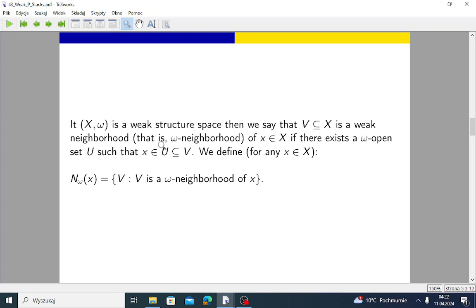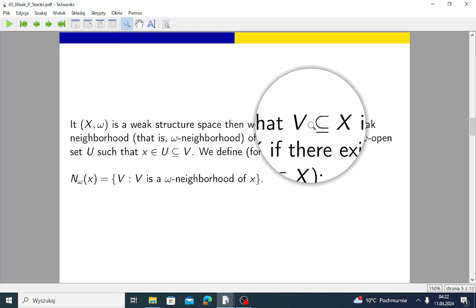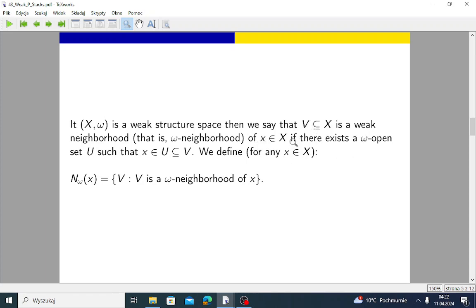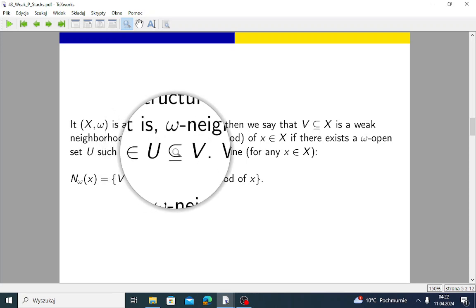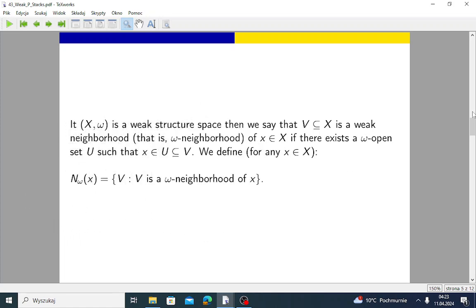The notion of neighborhood, not necessarily an open neighborhood, because the assumption is that we say that V is a neighborhood of x if there exists a W-open set U such that x is in U and U is contained in V, and then we can define the set of all neighborhoods of x.